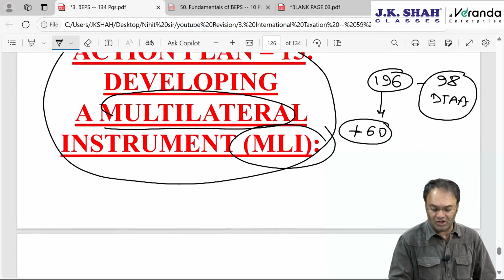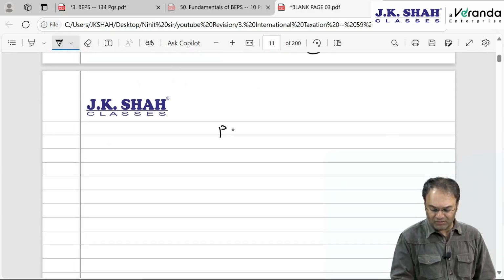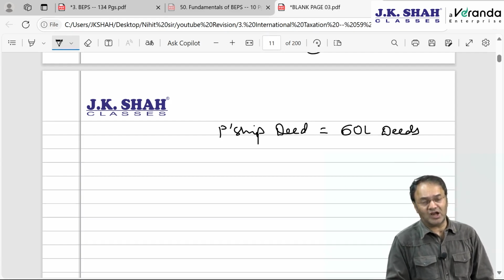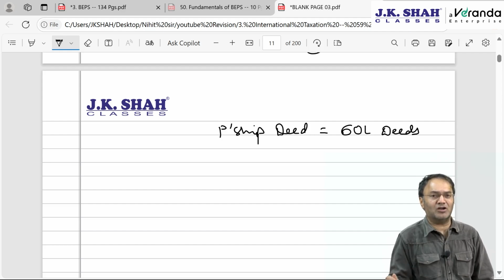What did OECD do? Let's see what happens at the local level. Suppose you have a partnership deed. How many partnerships would there be in the country? Say in the whole country there are more than 60 lakh partnerships, resulting in more than 60 lakh deeds. Imagine if 60 lakh deeds are to be amended for a small change. How much time will it take? How many stamp papers of 500 rupees would be needed?